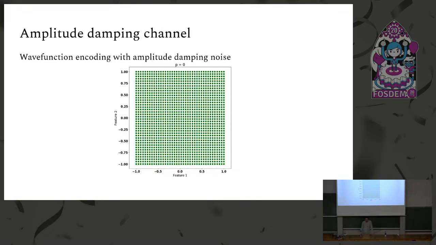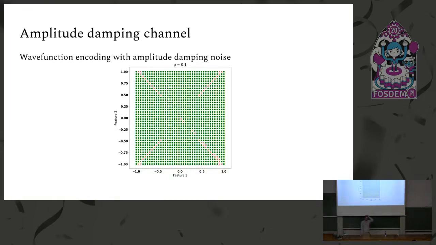And here, again, I'm using the same notation. The points are colored green if they are robust, and they're red X's if they are not robust. So here, the strength of the channel is 0. So this is the noiseless case, so every point is robust. Now we start increasing the noise.